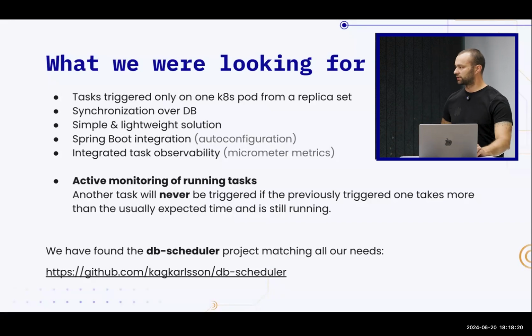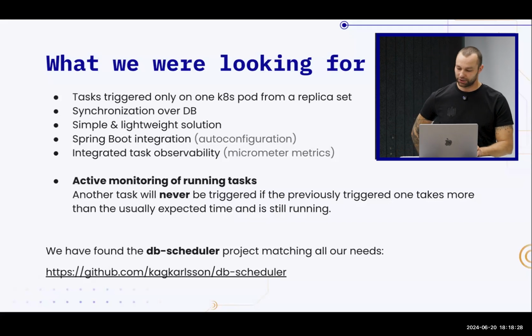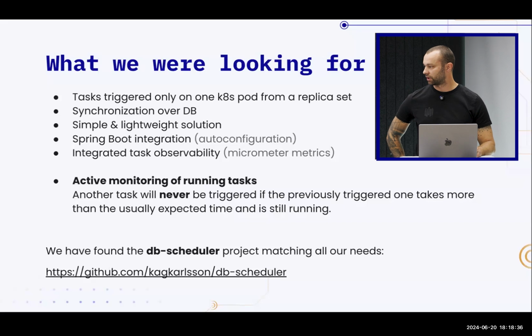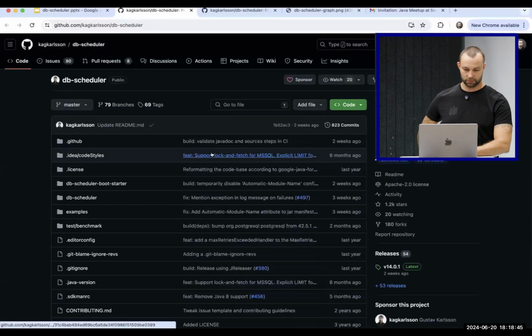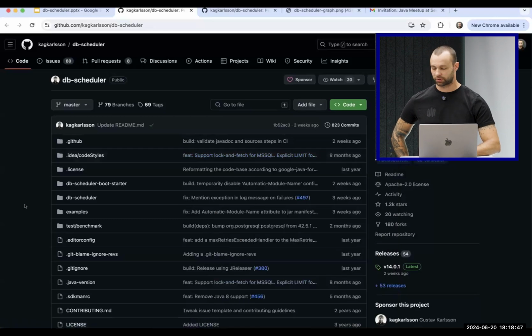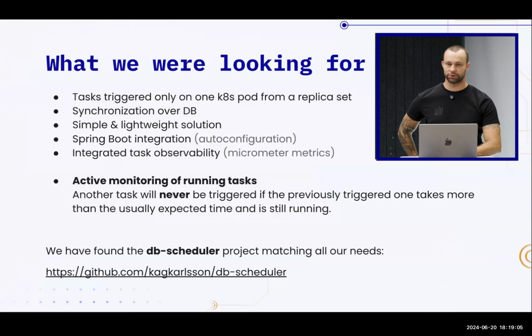So this was really what we were looking for, and it didn't take long to find, because we almost immediately found the DB Scheduler project. It's open source, available on GitHub, and on this page there is all the documentation you will need for the standalone project, for Spring Boot integration, a couple of examples, and so on. So really awesome. Okay, any questions on the theory, or can we go to coding?